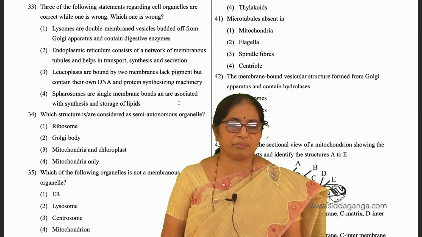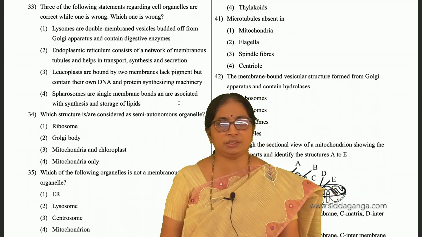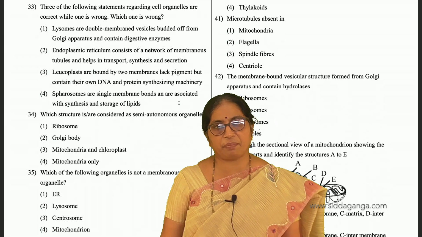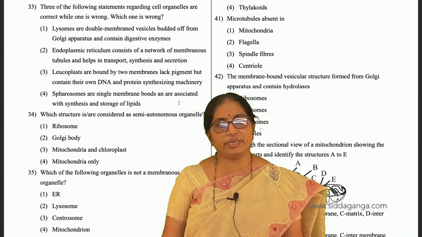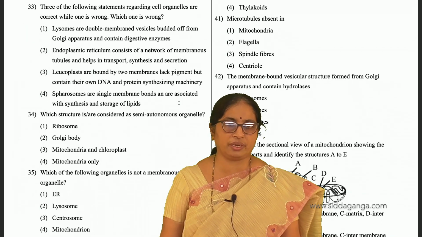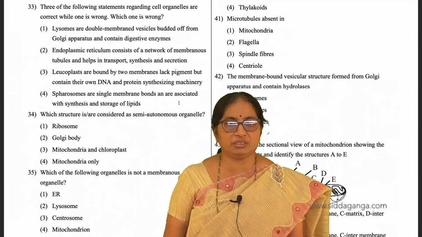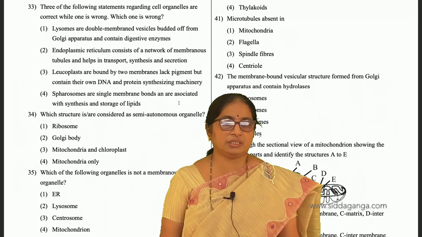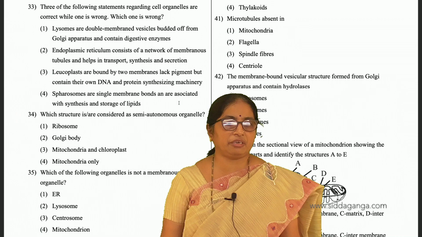They are not double membrane, they are single membrane vesicles, of course. So, the first part of the statement itself is wrong. The second part, budded off from Golgi apparatus, is right, and containing digestive enzymes, of course, they contain hydrolytic enzymes in them. That part is right, but it is a single membrane vesicle. So, that is a wrong statement, but still let us check the other statements.